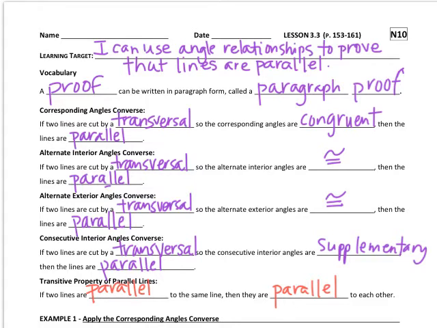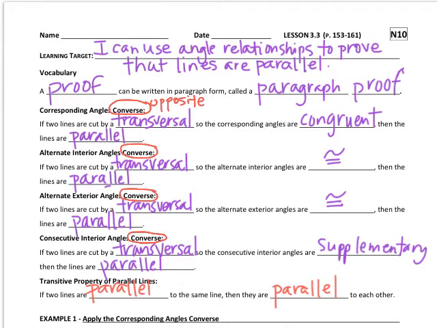Well, in this lesson, we're going to be saying if two lines are cut by a transversal so that the angles are congruent, then the lines are parallel. So we're actually going the opposite direction. If you see, all of our vocabulary here have the word converse. Okay, and so the converse is the opposite. So we're saying the opposite of what we were talking about before. We're kind of going backwards.